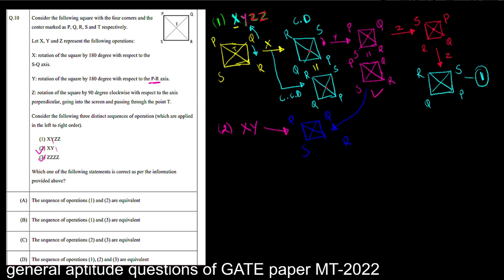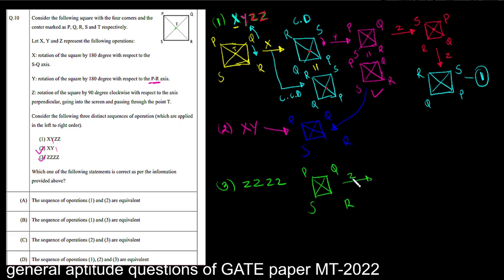Now let's move to the last sequence, which is sequence number 3. Sequence 3 says we have to apply this Z operation 4 times. This Z operation is nothing but the rotation of this square by 90 degrees counterclockwise with respect to this center point T. So let's draw again our base figure. This is P, Q, R, S, and again let's apply the Z operation.